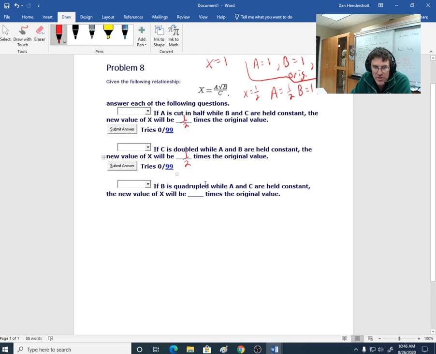Okay, now B is quadrupled while A and C are held constant. Well, if B is quadrupled, that's 4 times as much. Let's think about that. If you think of it as 1, the answer was 1. But if you quadruple it, 1 quadrupled is 4, right? So we can think of this as 4 times as much. Well, what do you have to do to it before you find X? You take the square root, right? The square root of 4 is 2. So this would be 2 times the original value.